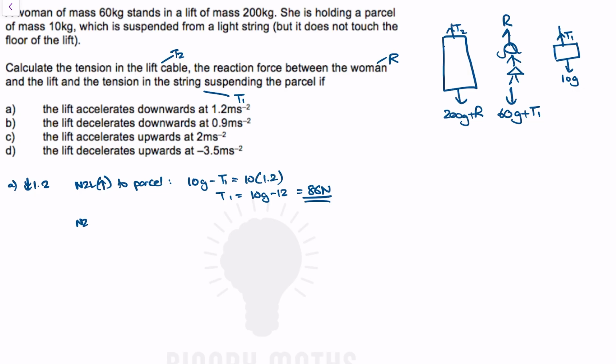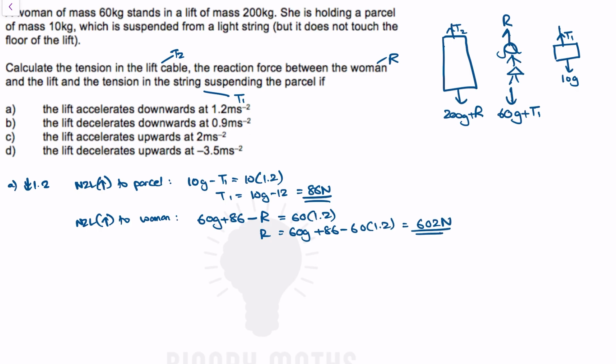Okay, Newton's second law applied vertically to the woman. Then we know because it's moving down, 60G plus T1, which is 86, minus R must be equal to 60 times 1.2, which means R will be equal to 60G plus 86 minus 60 times 1.2, which works out to be 602 newtons.